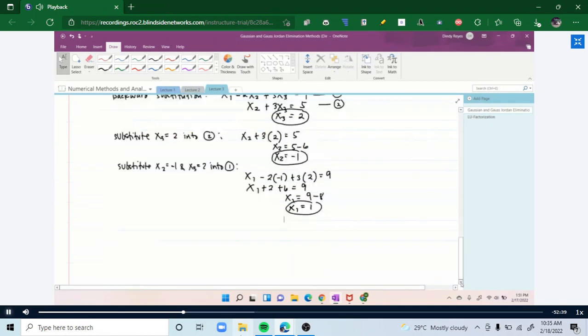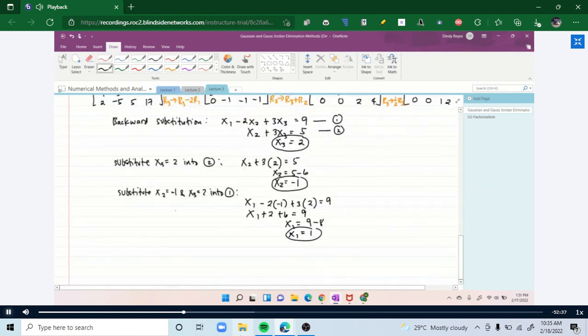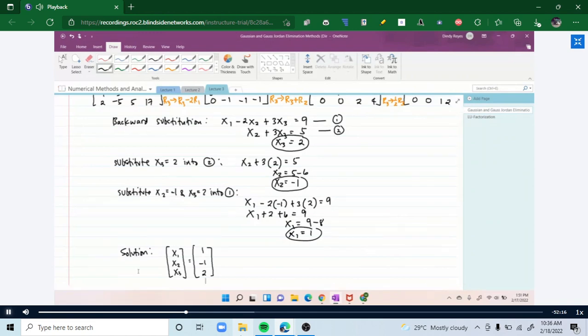Okay? Now to write the solution in matrix form, our three unknowns are x sub 1, x sub 2, and x sub 3. And these are the values: 1, negative 1, 2. And that's the solution to the system of linear equations using Gaussian elimination method.